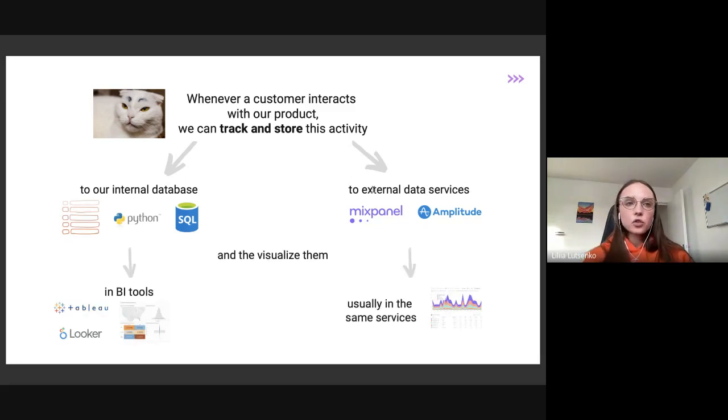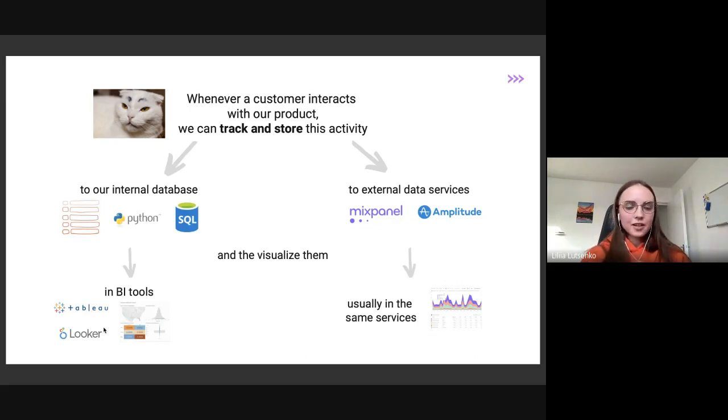When you store data in external services, when you connect external services to your product, usually the visual part happens there. So you don't have to pay for Tableau, you don't have to pay for Looker. But when we store it in our internal database, after we write a SQL query, there is no chance to add a chart. So we need to extract the results of our queries and put them on a chart. Here are examples of BI tools where you can visualize outputs of that stored data.